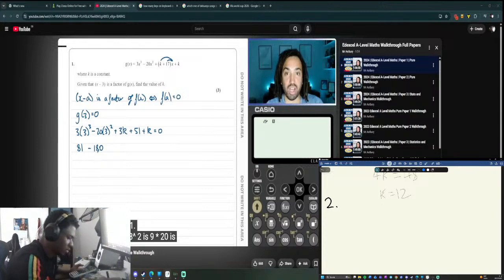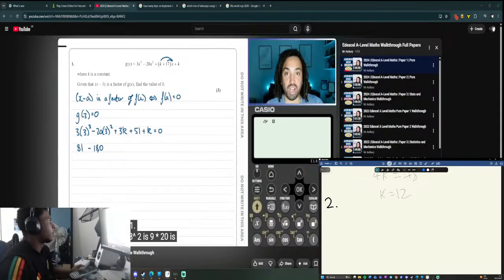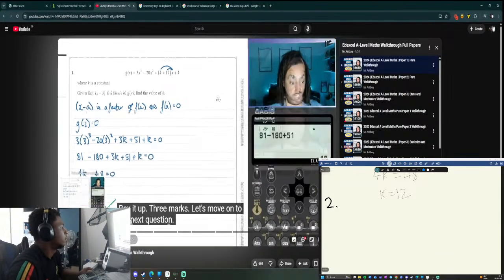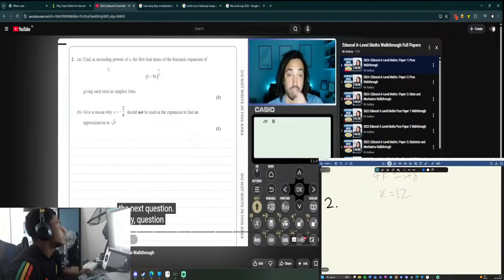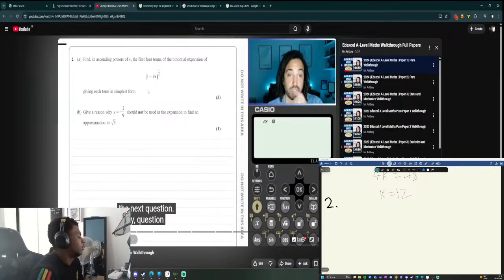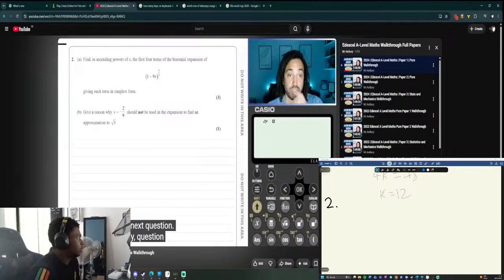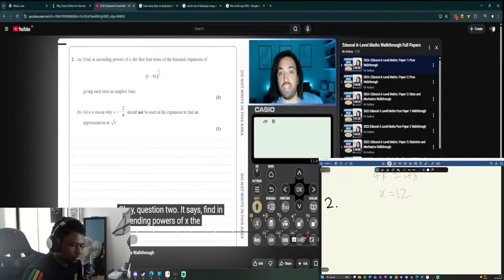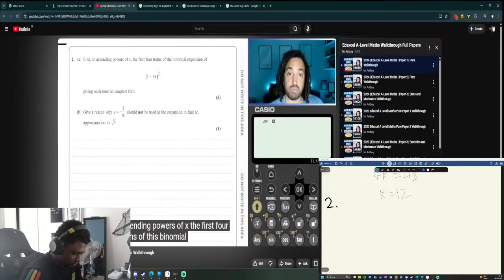Number two. Okay, question. Ooh, disgusting. Binomial expansion, bro. Ew, man. That's nasty. Okay, in ascending powers of x, it says find the first four terms of this binomial expansion.